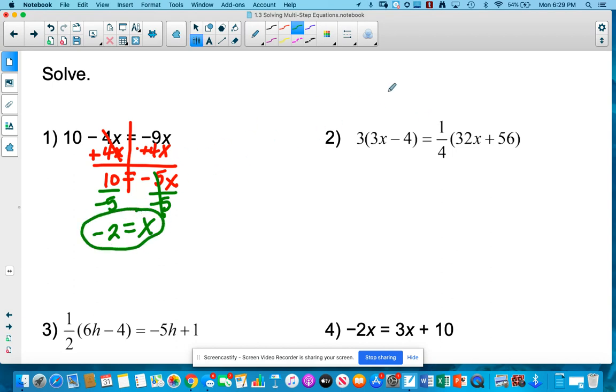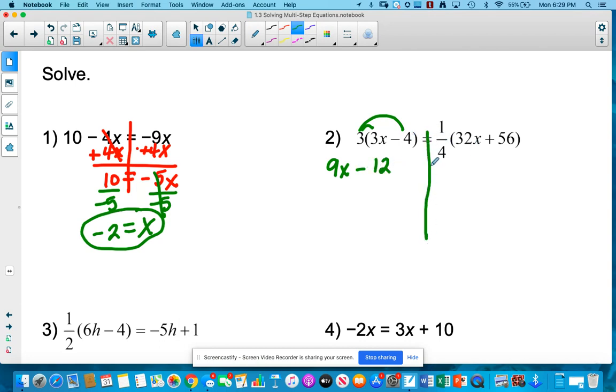Okay, now let's look at the second problem. Here is a little bit different. I have parentheses on both sides, and I still have my x's on both sides. So when you have parentheses, you have to distribute throughout the parentheses. So the 3 gets distributed to that 3x and the negative 4. So 3 times 3x gives you 9x. 3 times a negative 4 gives you a negative 12.